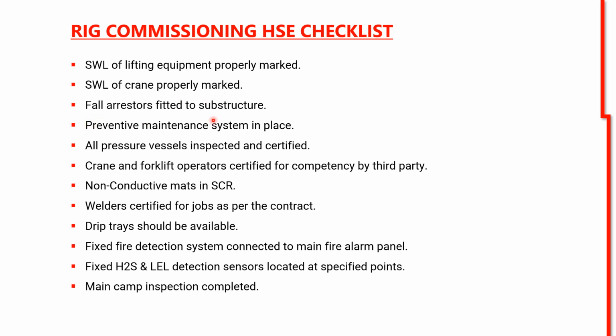Fall arresters fitted to the substructure. Preventive maintenance system in place. All pressure vessels inspected and certified. Crane and forklift operators certified for competency by a third party. Non-conductive mats in the SCR. Welders certified for jobs as per the contract. Drip trays should be available. Fixed fire detection system connected to the main fire alarm panel. Fixed H2S and LEL detection sensors located at the specified points. Main camp inspection completed.